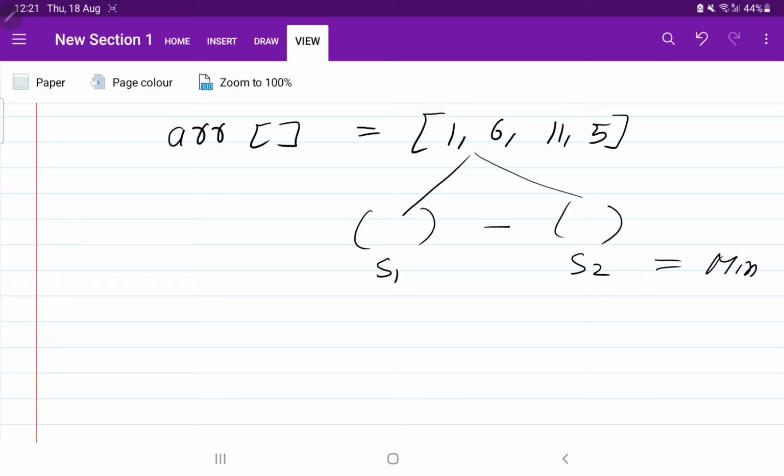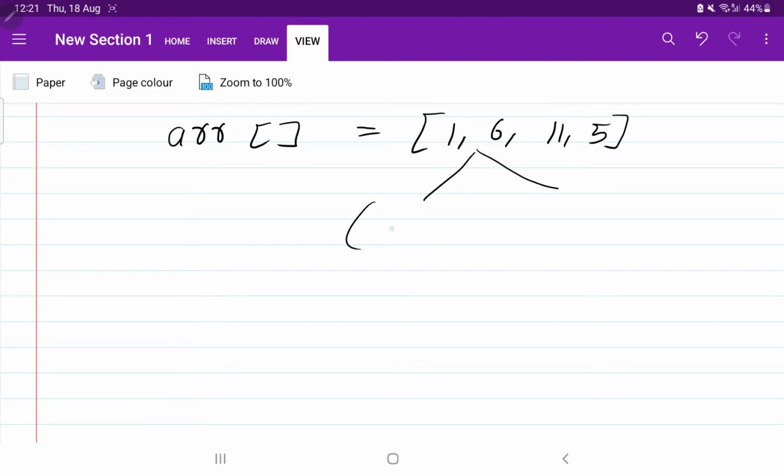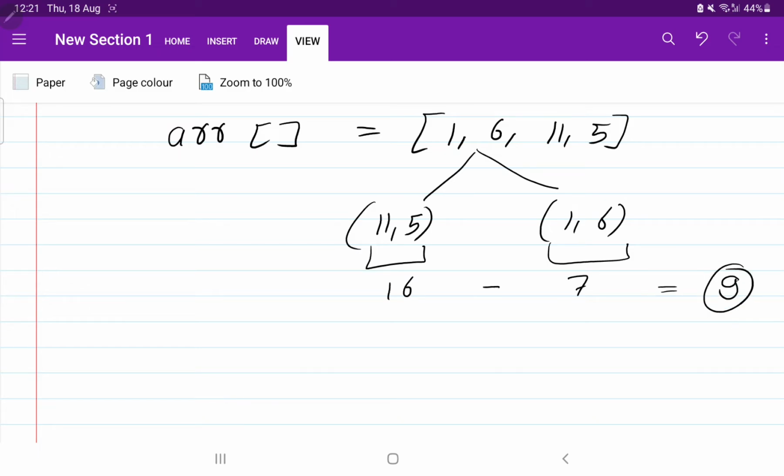So what we have to do is divide that array into two subsets such that the difference between the two subsets is minimum. Okay, let us take an example. I will show you how we can divide this array. Let us take two subsets. The first subset contains the elements 11 and 5. The second subset will contain the elements 1 and 6. If you add them, what will be the sum? Here the sum will be 16, here the sum will be 7. If you subtract them, 9 will be the outcome.